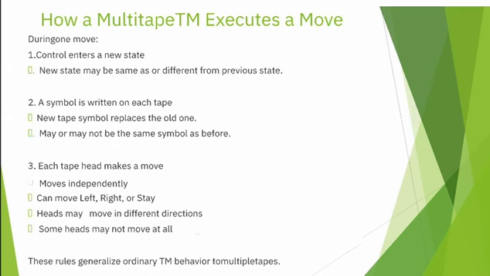Now let's see how a multi-tape Turing machine performs a single move. During one move, the control enters a new state, which may stay the same or change. A symbol is written on each tape. The symbol may change or remain the same. Each tape head moves independently, and can move left, right, or stay. So, overall, multi-tape Turing machines are just more convenient versions of single-tape Turing machines.